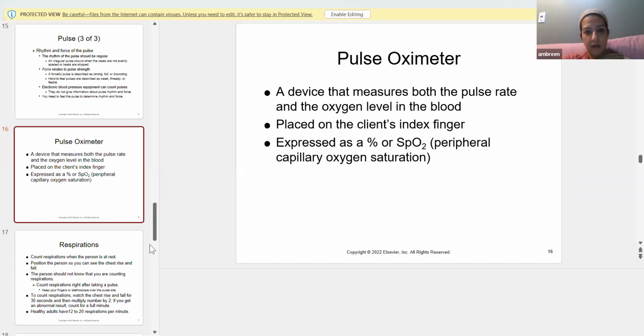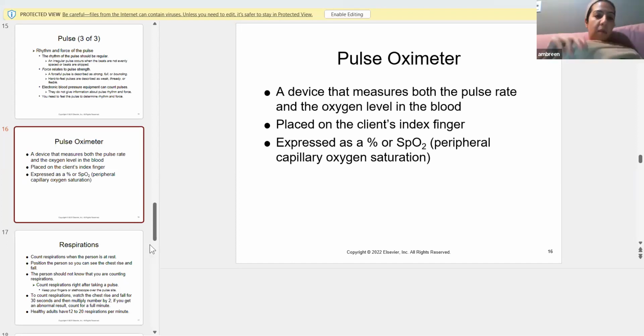Placed on the client's index finger, expressed as percent or SpO2. Again, it will vary. Some people, their hands are cold. When your hands are cold, it means the blood circulation is not proper. Or some people have cold extremities, which is again a disease. That doesn't mean they have low oxygen, but their pulse will be low and the oxygen saturation is low.